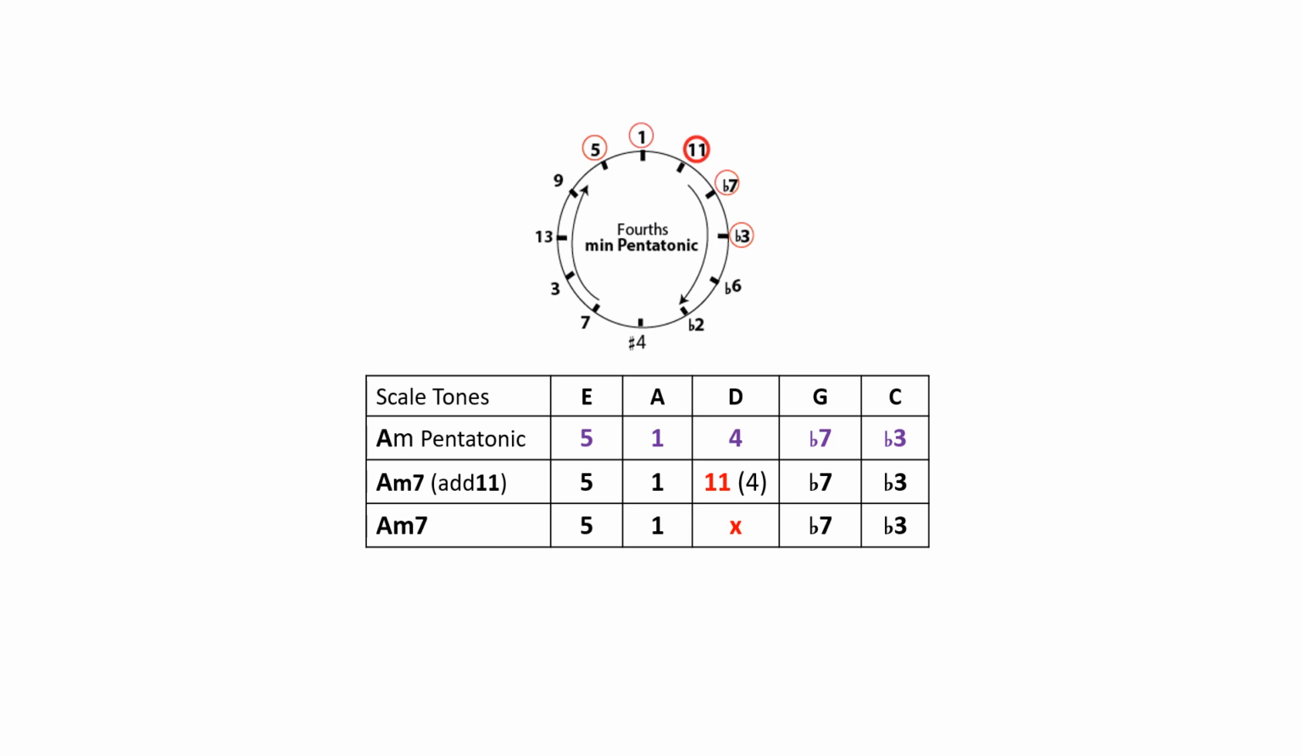Superimposing the A minor pentatonic scale over an A minor 7 chord does not create an interesting sound. The highlighted notes are simply the chord tones with the added tension 11, resulting in an A minor 7 add 11 sound.